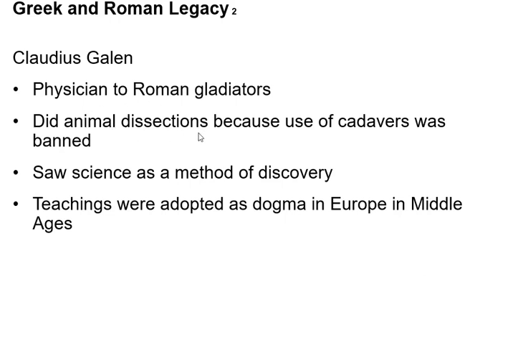First of all, he wasn't allowed to look inside of humans because that was banned. So he did animal dissection. He made pronouncements based on animal dissections. But he looked at science as a method of discovery. So this is one of the good things. Instead of just guessing or saying, this is how I feel about something, he actually started saying, let's do scientific method. Let's do a little bit of actual science before we make pronouncements. But his teachings were adopted all through the Middle Ages. So what he said was what was taught.